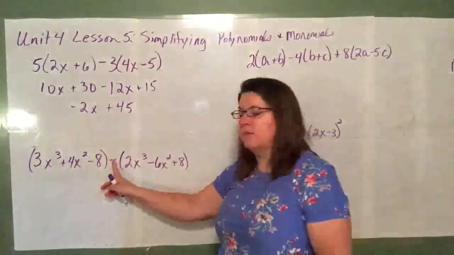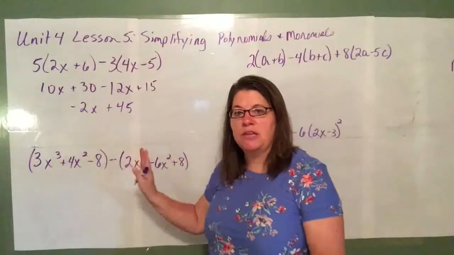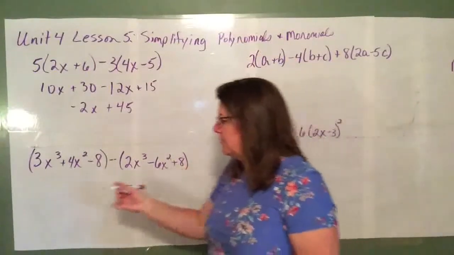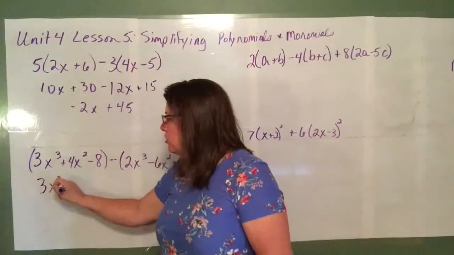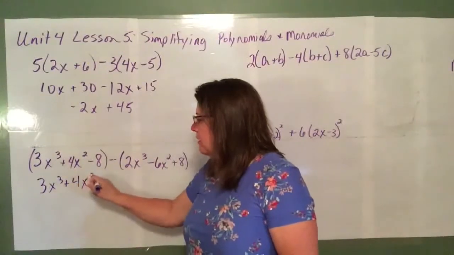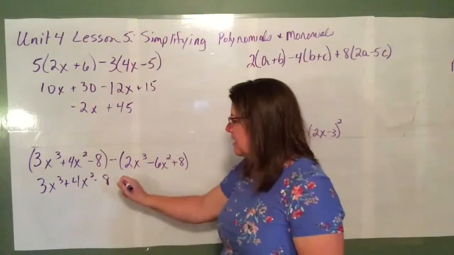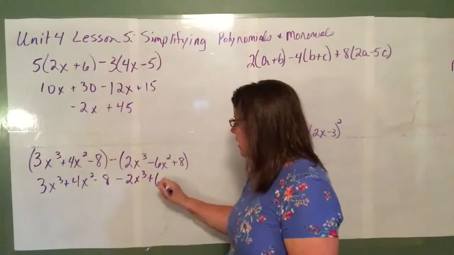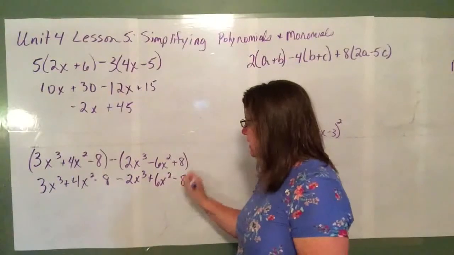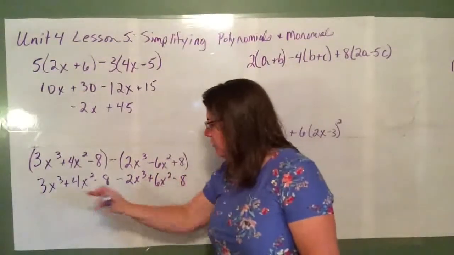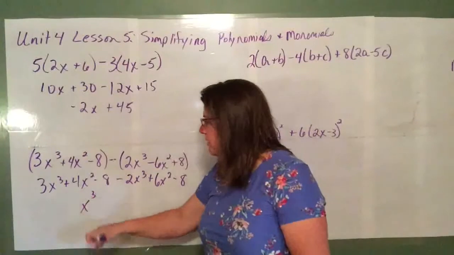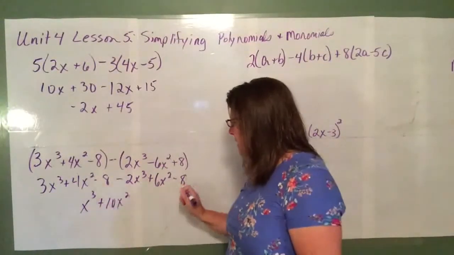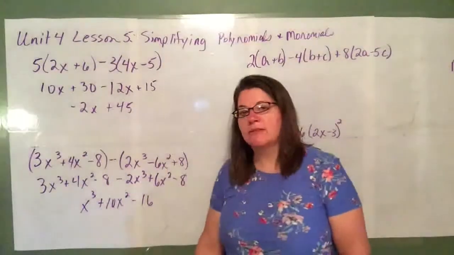If there were a plus in the middle, the parentheses really wouldn't mean anything. You would just add the like terms and you'd be done. But because that's a minus, you have to distribute that minus sign. So here we've got 3x cubed plus 4x squared minus 8. And now I'm going to distribute the minus sign. So I've got minus 2x cubed plus 6x squared and minus 8. And then I could add my like terms. So 3x cubed minus 2x cubed is x cubed. 4x squared plus 6x squared is 10x squared. And negative 8 minus 8 is negative 16.